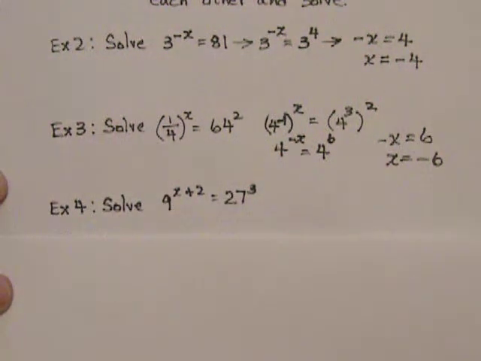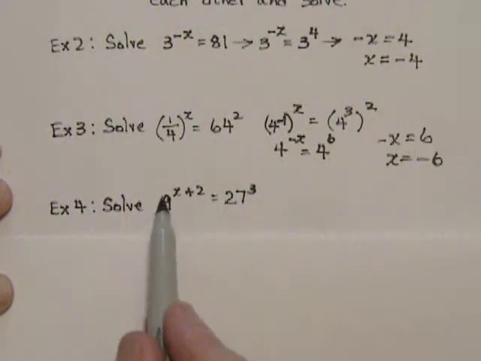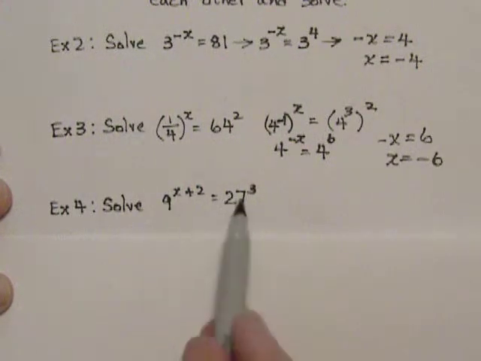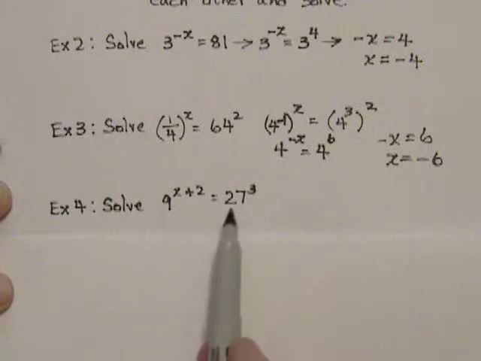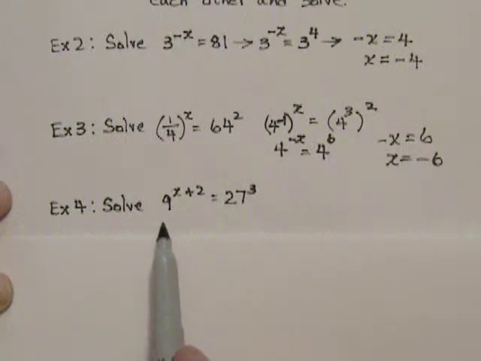Now my last example is this one. 9 to the x plus 2 power equals 27 to the third power. Now this one has a couple of things going on. We have a more complicated exponent on this side, and notice that I've got to rewrite both sides again. Now I cannot use 9 because 27 is not a whole numbered power of 9. 9 to the first power is 9. 9 squared is 81, so I can't use 9.